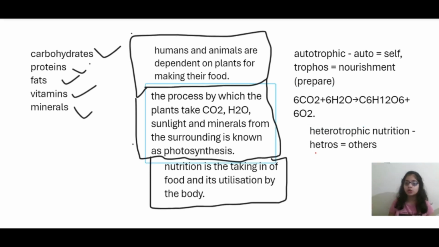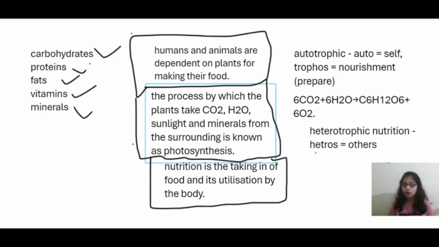Next, what is autotrophic nutrition? First of all, there are two types of nutrition, which are autotrophic nutrition and heterotrophic nutrition. In autotrophic nutrition, auto means self and tropos means nourishment, which means to prepare. Basically, autotrophic nutrition are the type of organisms which prepare their food by themselves without taking the help of any other organism. For example, plants. Plants make their own food using the carbon dioxide, water, minerals from the surrounding.